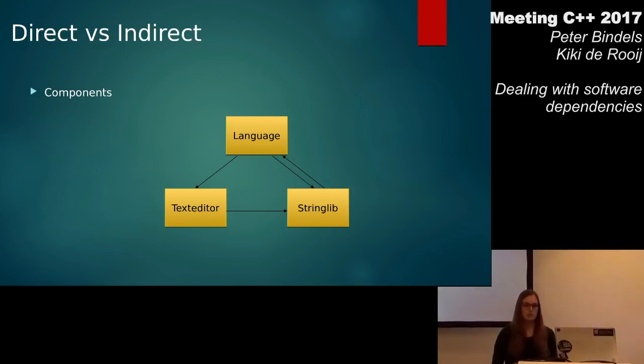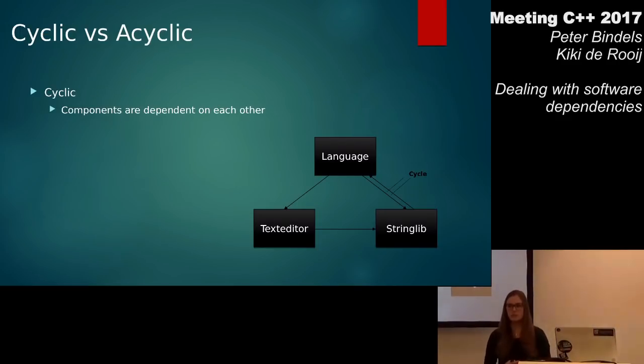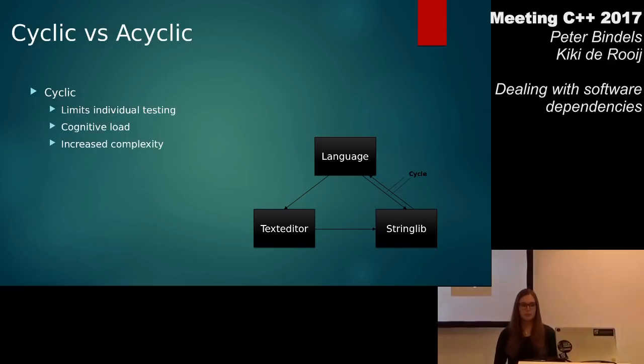And this is called a cyclic dependency. A cyclic dependency means that both components are dependent on each other. So language uses functionalities and types of stringlib, and stringlib also uses functionalities and types of language. And this is actually something that you want to prevent, because it limits the individual testing of components. If I want to test stringlib, I also need to test language. And if I want to test language, I also need to test stringlib. It also increases the cognitive load and complexity of components, because if I want to understand either stringlib or language, I need to understand the other one as well.